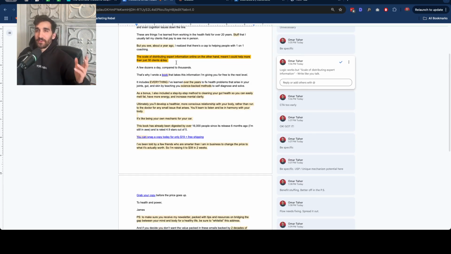When you write your first draft, or even when you think you're done, this is the point where you say, can I cut this copy down by 10 to 20%? And you do that with every email you write. So with this one specifically, that's where this would go away. The scale of distributing expert information. It's a bit much.